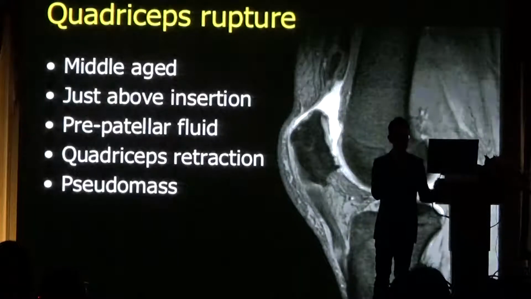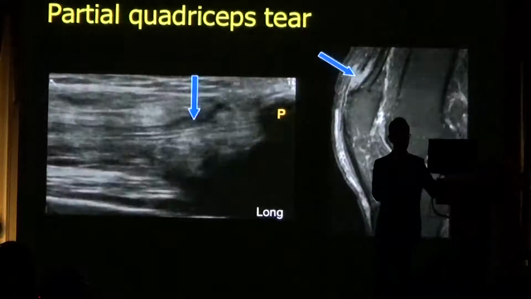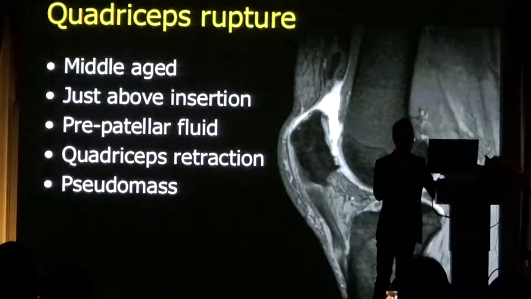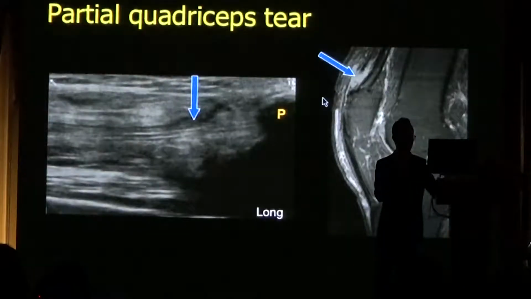This is a typical MRI appearance here. You can see fluid in the gap with retraction of the tendon. And you can see how the tendon has come immediately off the bone here, just as it inserts.